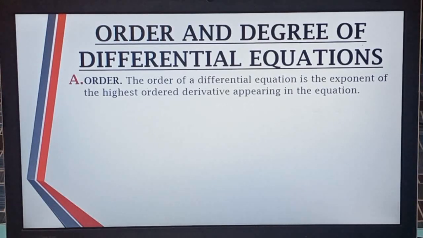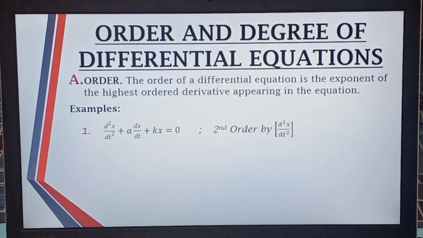For example, you have an equation of the second derivative of x with respect to t plus a multiplied to the first derivative of x with respect to t plus kx equals 0. This equation has a second derivative as the highest derivative in the equation. So therefore, your order is second order. You will notice that this is second order by the second derivative of x with respect to t.